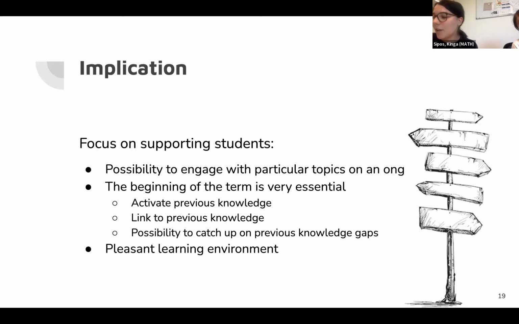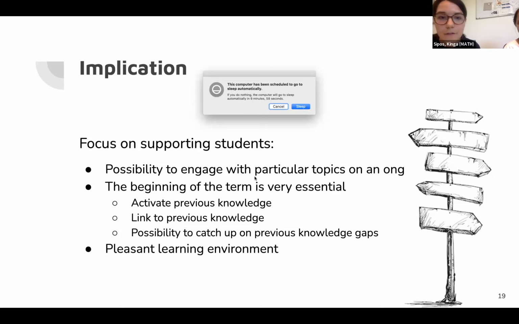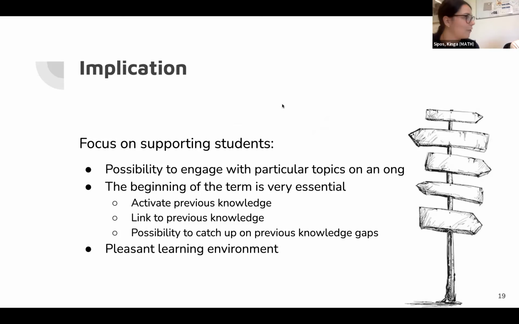Therefore, existing knowledge should definitely be activated and linked to new content, like Kinga did in her course. At best, it should be done at the beginning of each term as well as before each new piece of content. And for those who have little or no prior knowledge, there should be a possibility to build up and catch up on this knowledge.